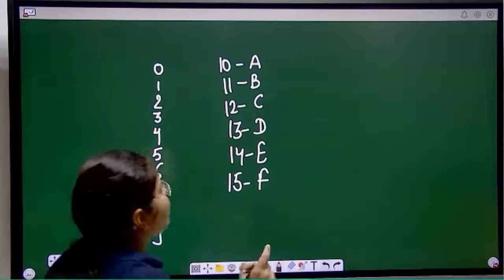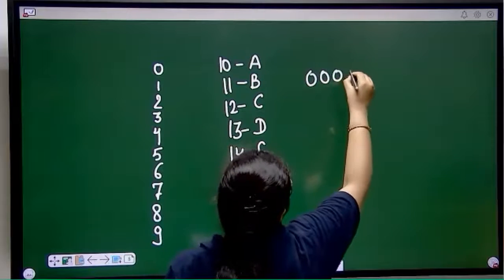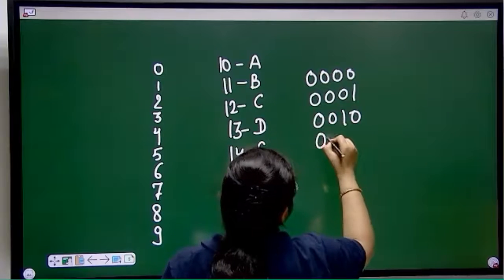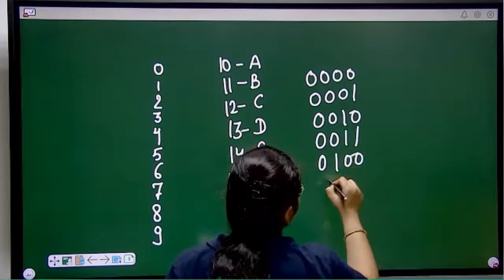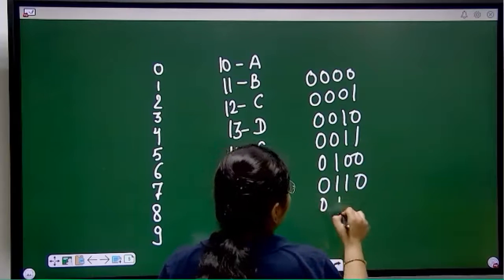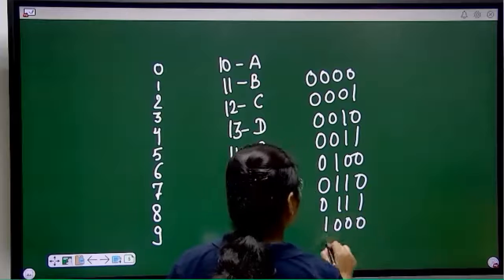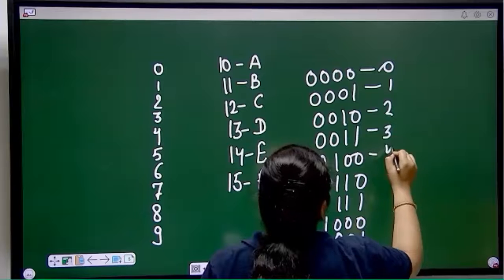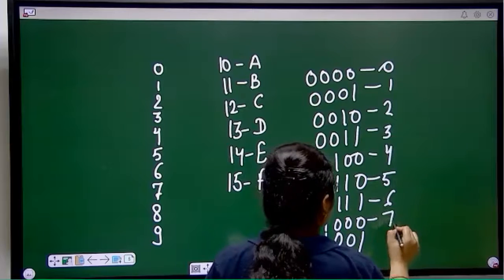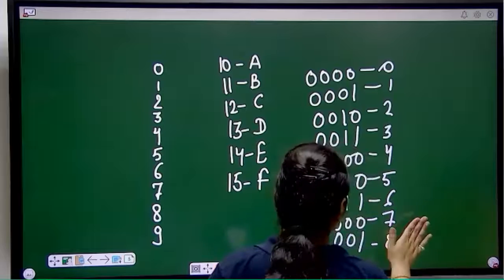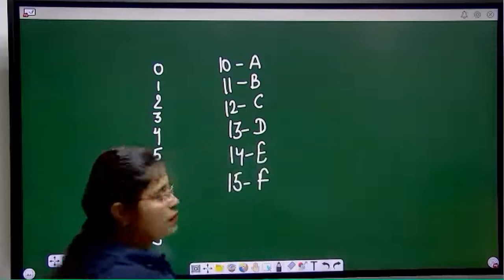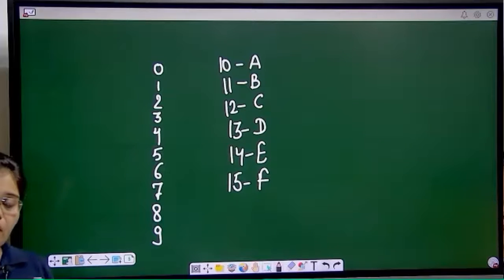Okay, and if we are saying we require 4 bits, means starting from 0000, 0001, 0010, 0011, 0100, 0101, 0110, 0111, 1000, 1001. Okay, 0 1 2 3 4 5 6 7 8 and so on. So in this way you can represent hexadecimal number system using 4 bits of binary. Okay, so in octal 3 bits, in hexa 4 bits, and remember this thing also.